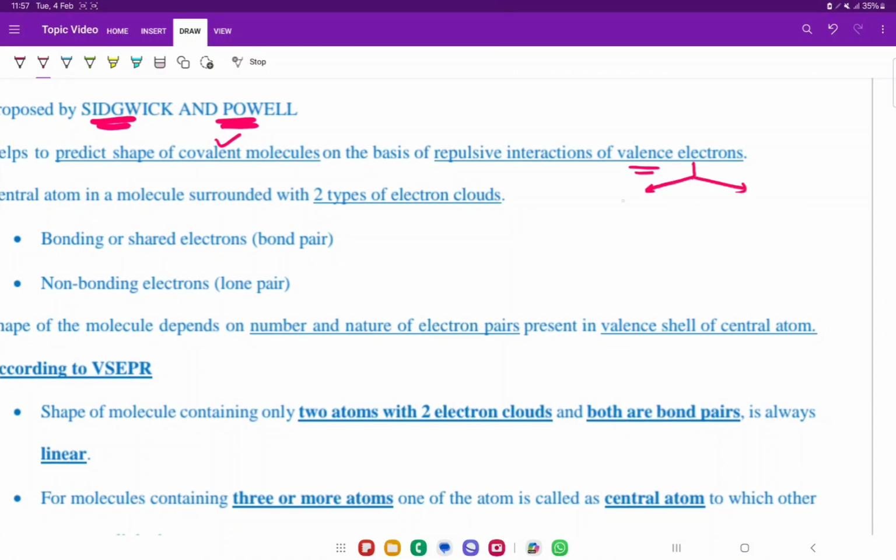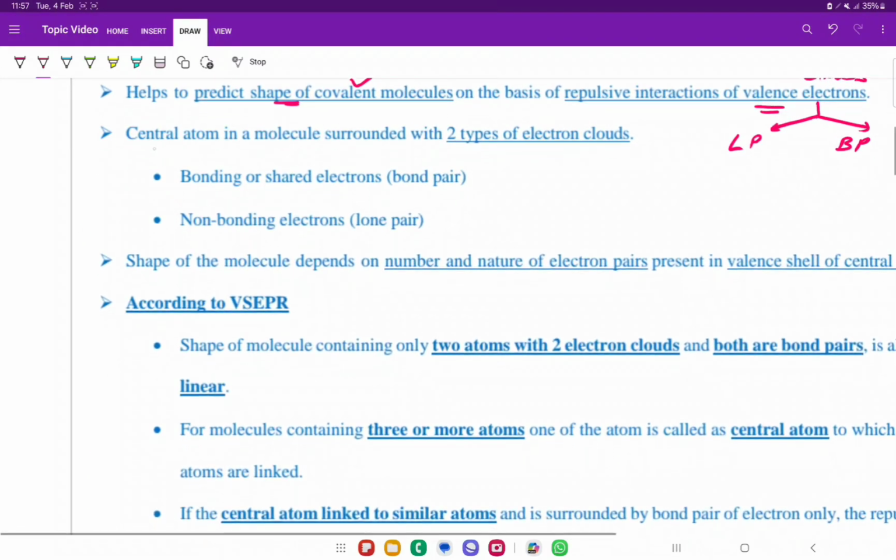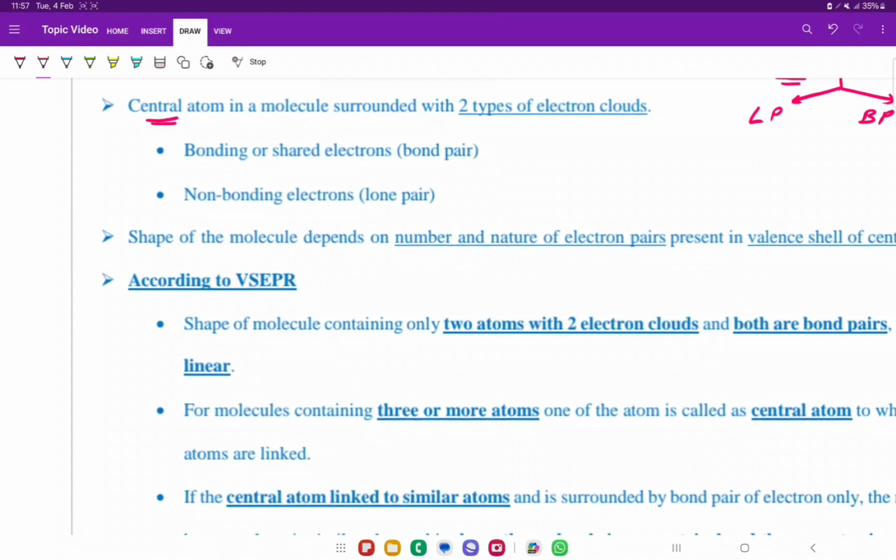And these valence electrons could be of two types, lone pairs and bond pairs. Thus, the electron clouds present in a molecule will control the shape and geometry of the molecule. Now, the shape and geometry of a molecule basically depends on the electron clouds of the central atom. Now, what will be the central atom? The central atom will be the least electronegative element of the molecule.